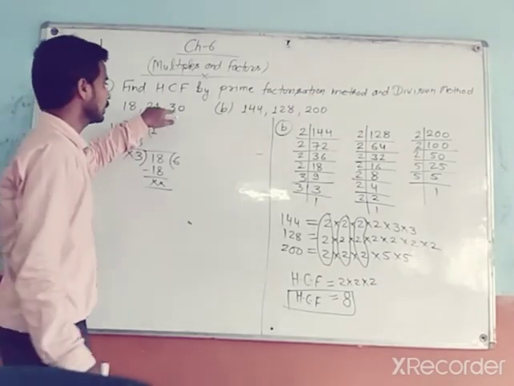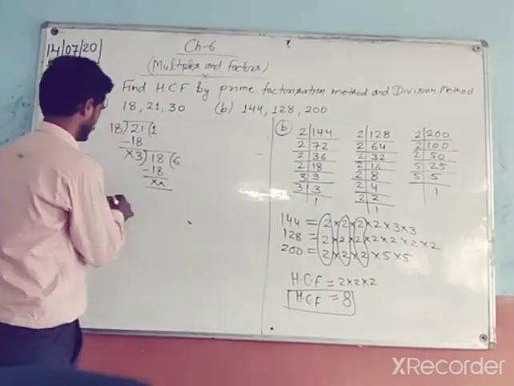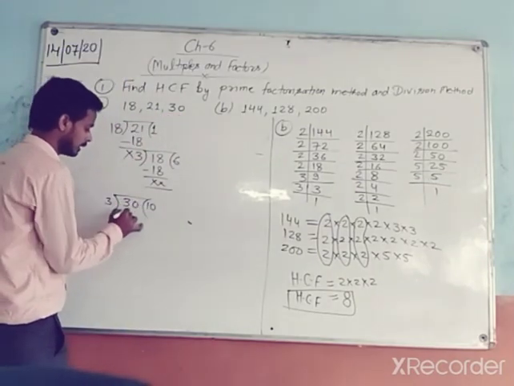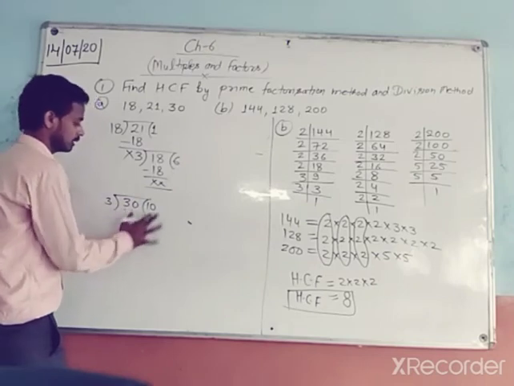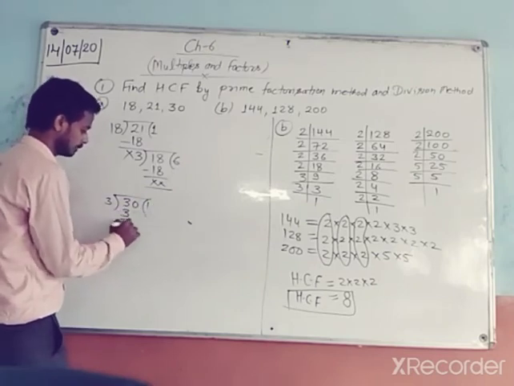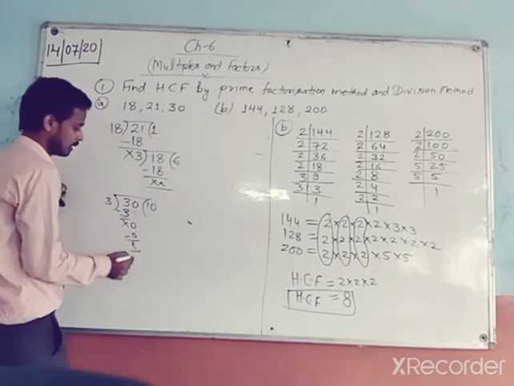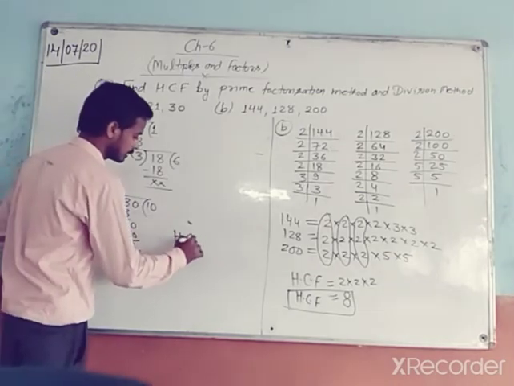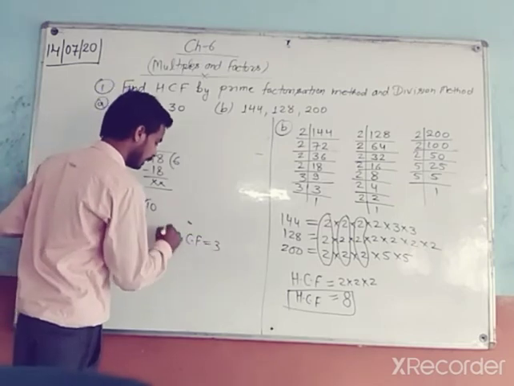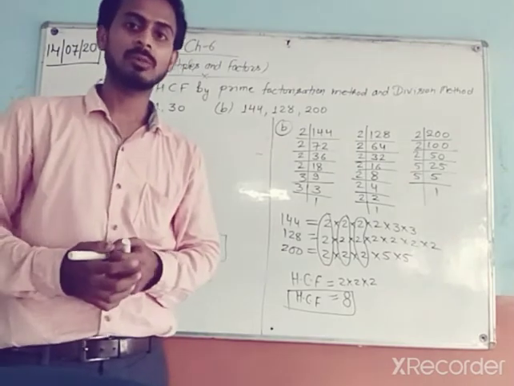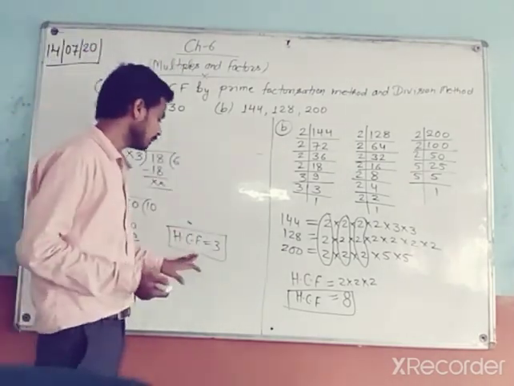Now divide this 30 by 3. 3 10s are 30. 3 1s are 3. Now 0, 3 0s are 0. So the SCF is 3, and same with the help of PFM we have done, the SCF is 3.